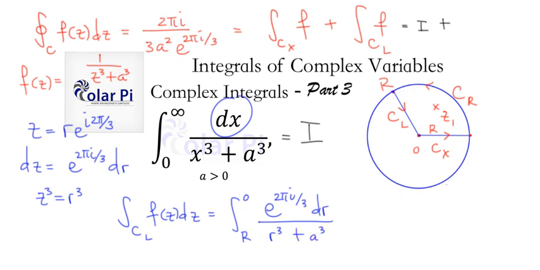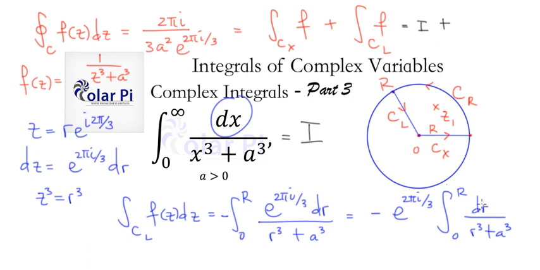But wait, now if we change the order of integration to go from 0 to r, we just need to put a negative in front of the integral. So we put 0 here, and then r here, and then a negative right here. So now we've got negative, and this is just a constant, so we can take out that constant. So it's negative e to the 2 pi i divided by 3 times the integral from 0 to r of dr over r cubed plus a cubed.